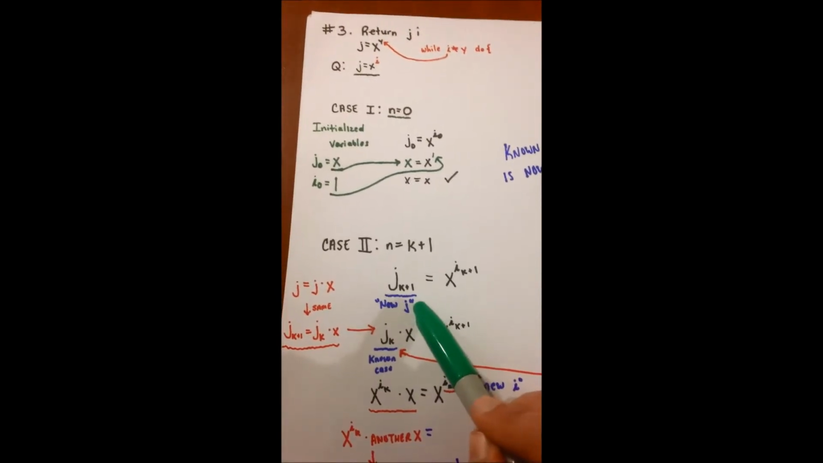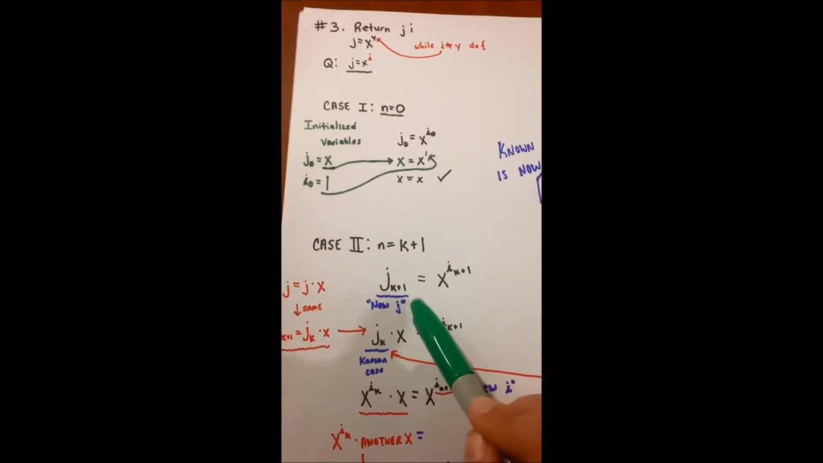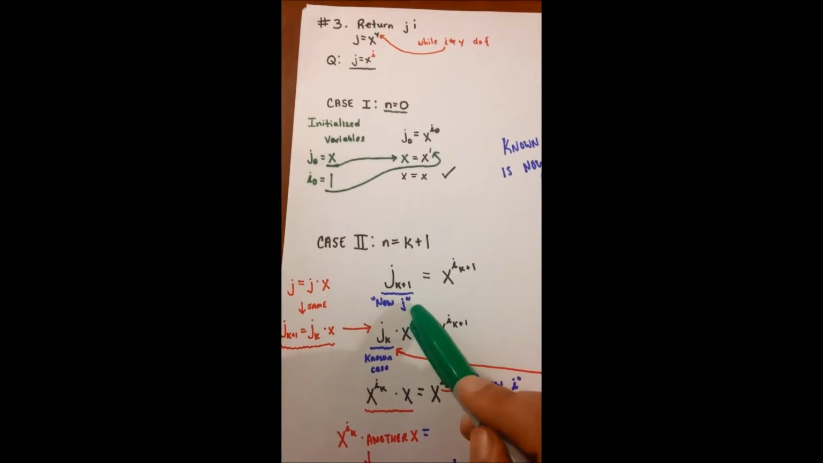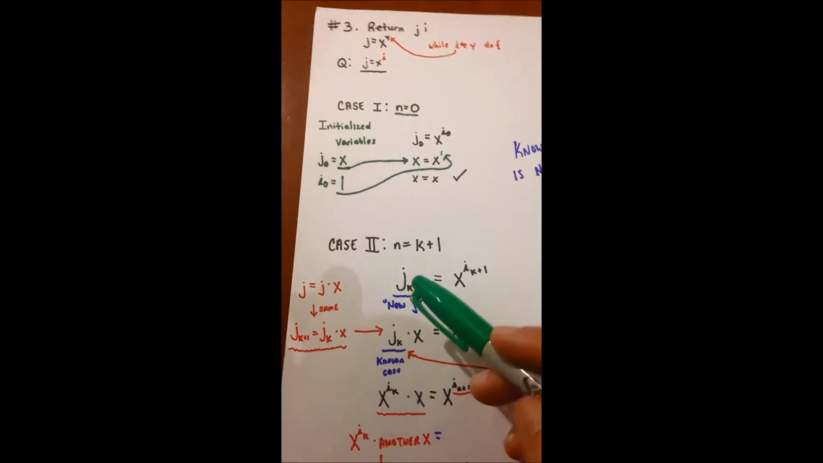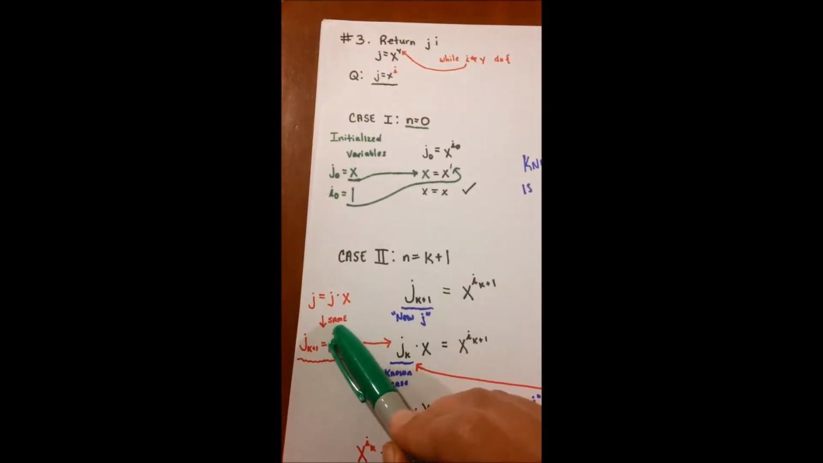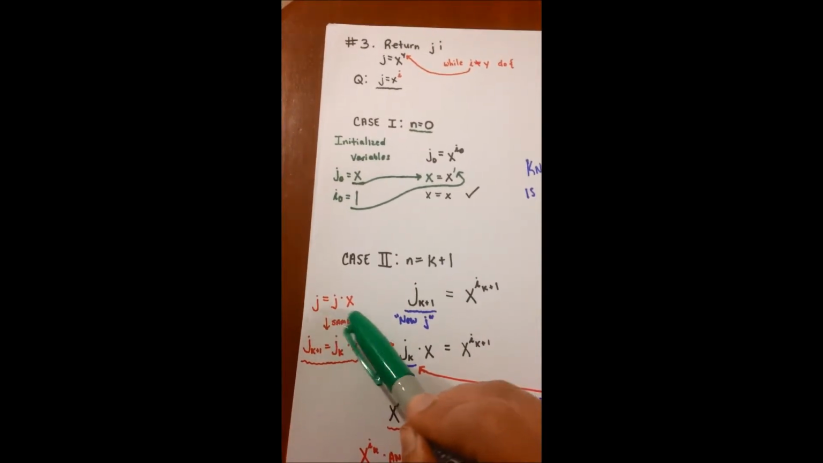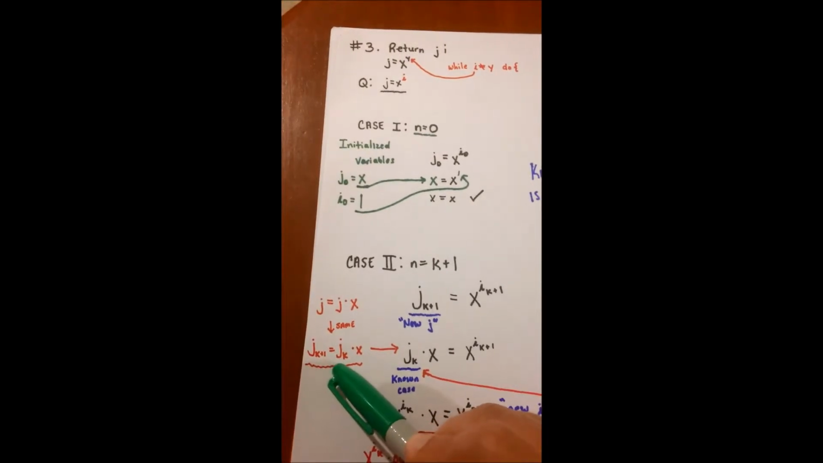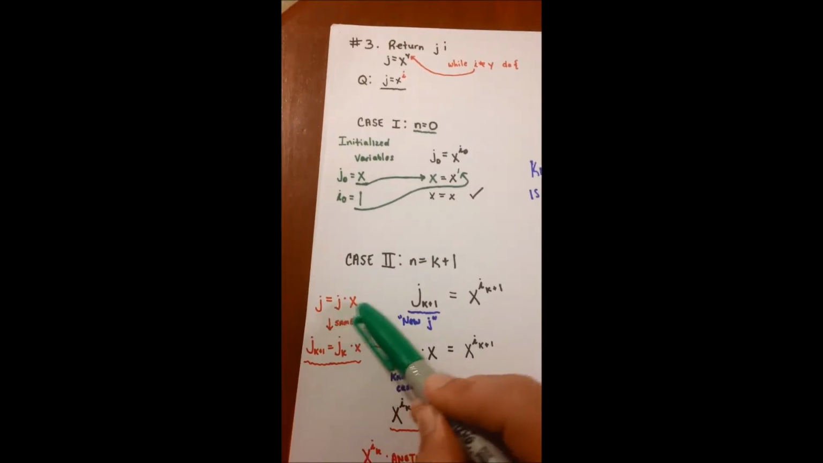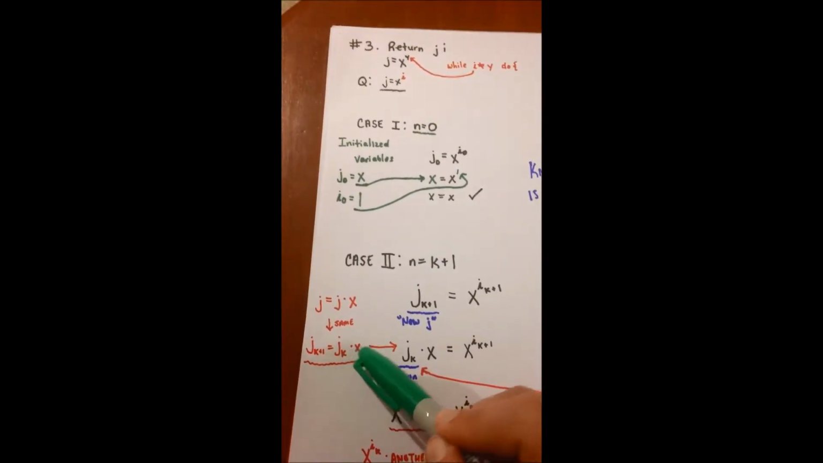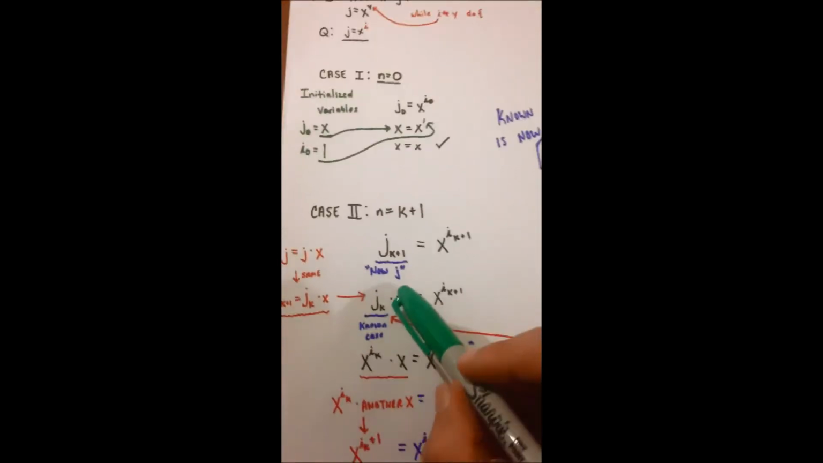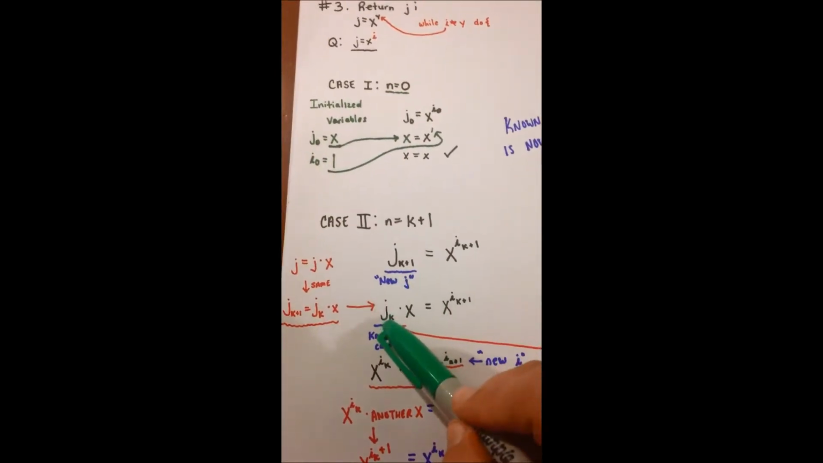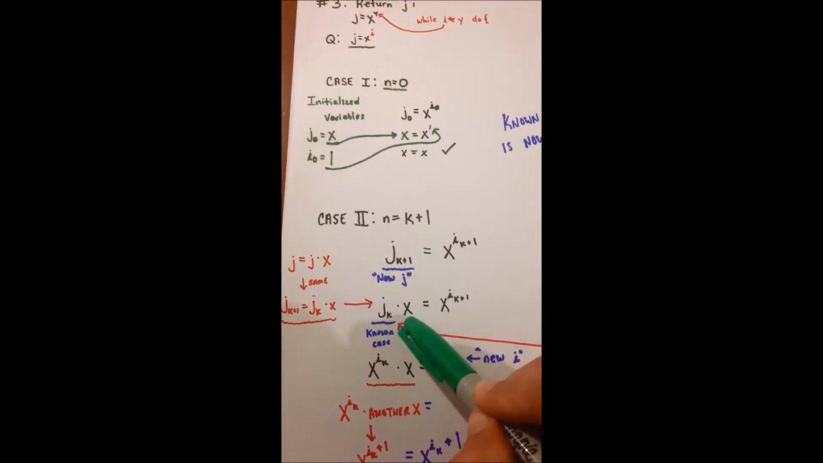So when you see the JK plus 1, you need to go back to the code and then figure out what the new J is. Well, new J in the loop was J equals J times X, which is the same as the new J is equal to the old J times X. New equals old times X. So you can rewrite the new equals old times X.